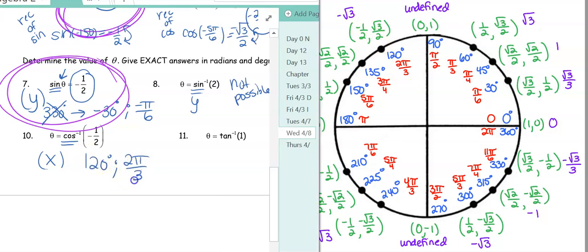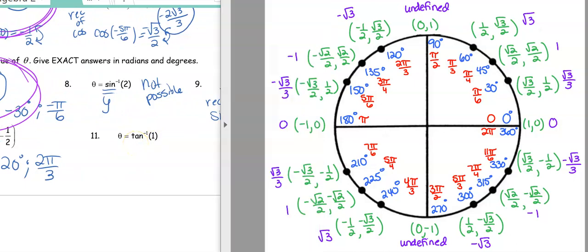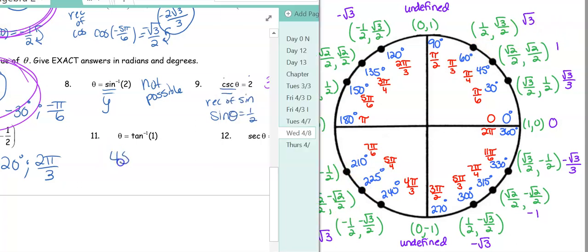Number 11, tangent of 1. So tangent on our unit circle we see is purple. When I look here, I'm looking where do I have a purple value of a positive 1? That's here at 45 degrees, and it's down here at 225. We want the one that comes from quadrant 1, so we have 45 degrees, which is pi over 4.